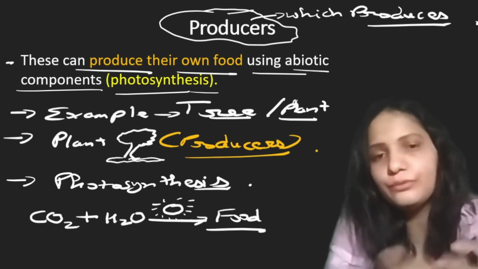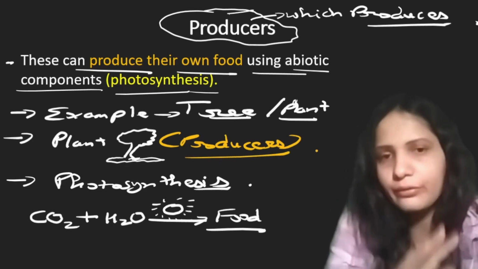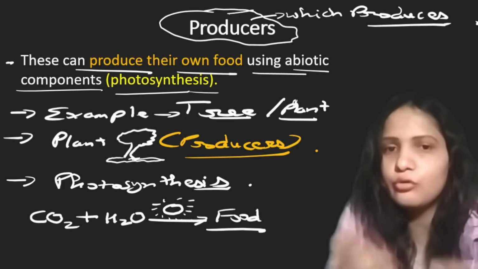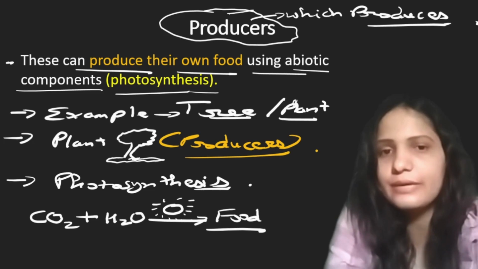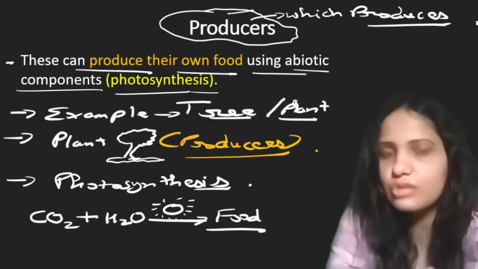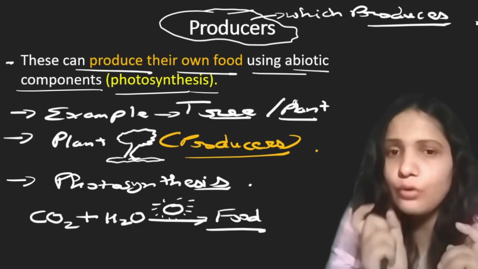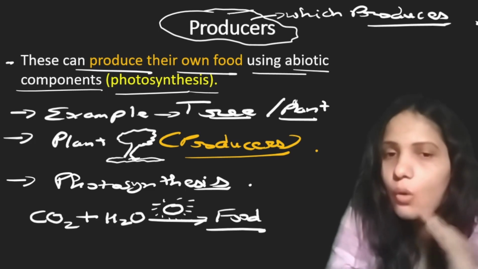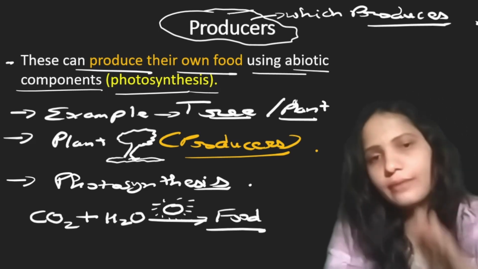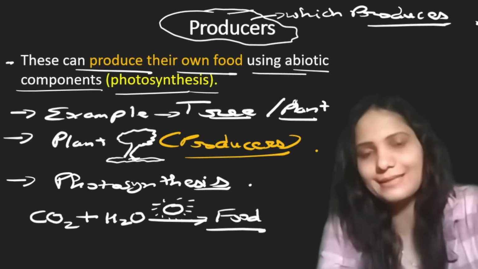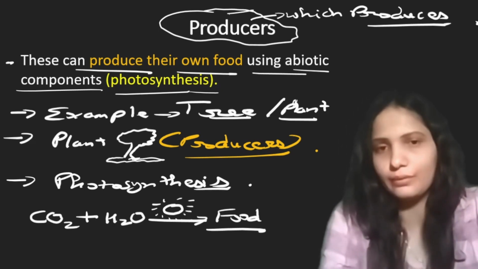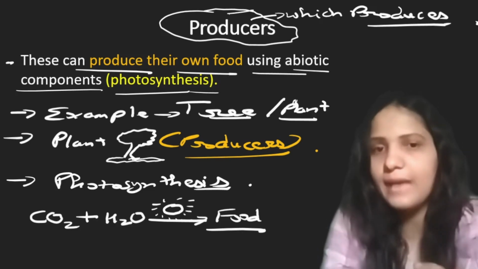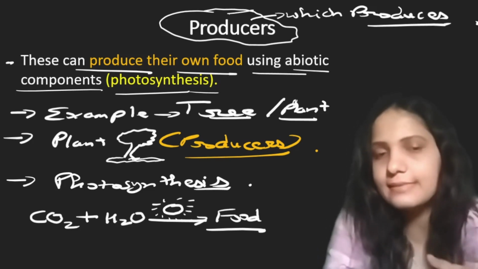Plants have the ability to make their food on their own by using abiotic factors, and the process through which they make their food is known as photosynthesis. In photosynthesis they use carbon dioxide and H2O, and these are abiotic factors, and as a result they make their food. The most important thing is that plants and certain green algae are the only organisms which can produce their food on their own. There is no other organism which can produce its food on its own. So these are the only producers we have in our ecosystem, plants and green algae.